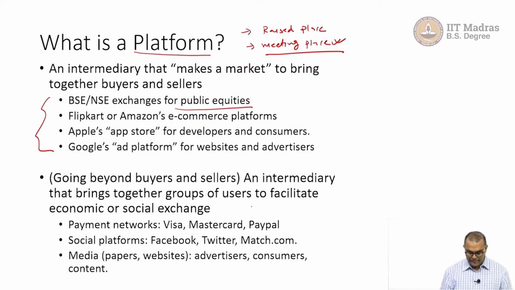We can also have payment networks. Examples could be Visa, MasterCard, PayPal. Even UPI these days, the universal payment IDs that we have. We can have social platforms where people go and exchange news, that is Facebook, Twitter, it can be match.com, or it can be eharmony.com. Then there is media.